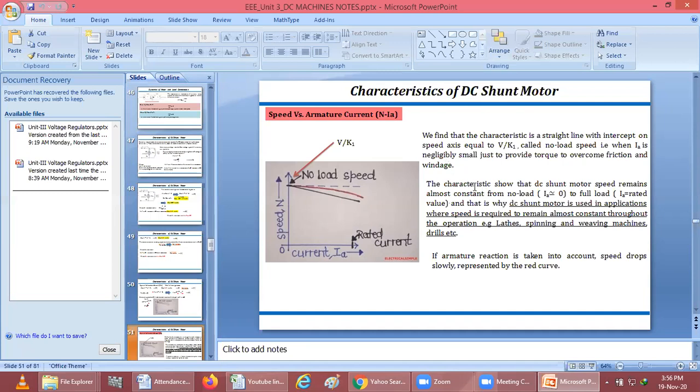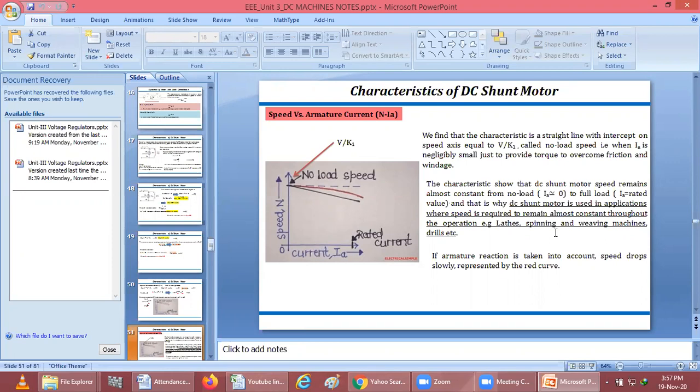And if you see these characteristics of the DC shunt motor, the speed remains almost constant from no load to full load because there is a very minor change, and that is why we use the DC shunt motor in applications where we require constant speed. If you see here, it is decreasing, but in a very small manner. So we can say that speed remains constant in the DC shunt motor with increase in Ia current. That's why we can use the DC shunt motor in most applications where we require constant speed throughout the operation.